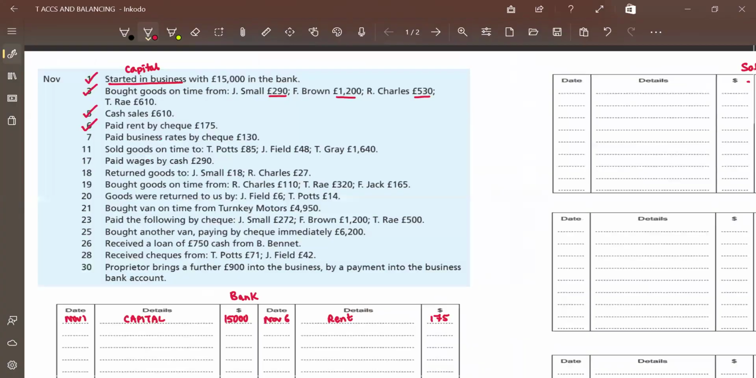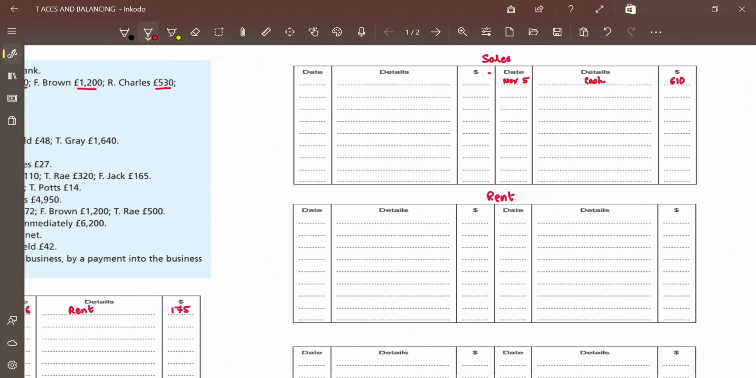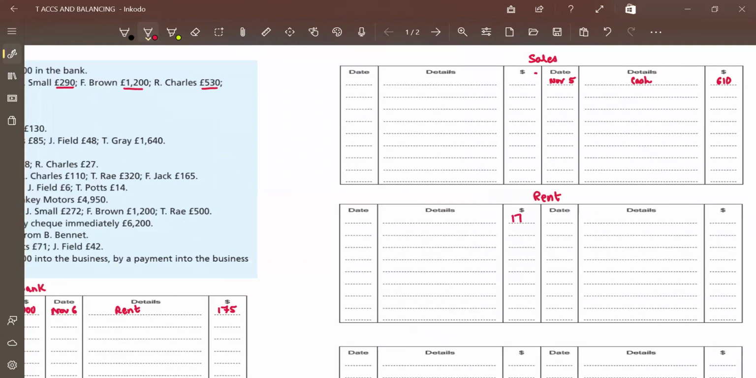So I'll go to a new T account. I'll give a title account. Give the account title as rent. And because rent is an expense, it should always be debited. 175. It is on the 6th of November. How have you paid rent, sir? The cross reference is bank. This means you've paid by check.